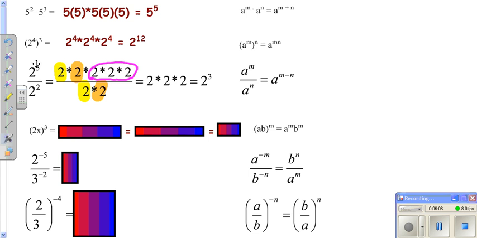So what did you really do with your exponents here to get this exponent? Well, in this case, you subtracted. So when you're dividing, you subtract your exponents.